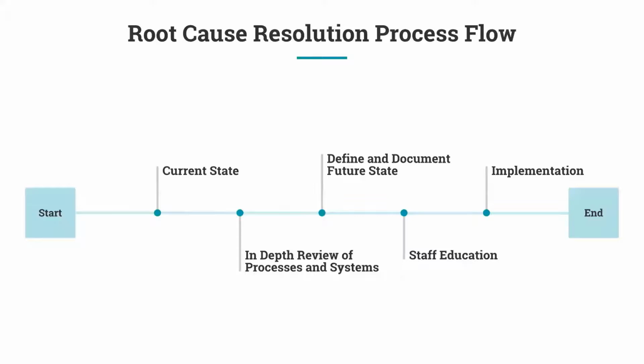All right, now that we've looked at our data and we've identified our initiatives, now it's time for our root cause resolution. So just for the overall process flow, and then we'll get into more detail, we're going to want to start with our current state. What are we doing? What's it like? What's going on? We want to take an in-depth look at our processes and our systems, and then we're going to use that information, data, to define and document our future state. Then we're going to work through the project, educate our staff, and then implement. And once we have our implementation, a line is drawn in the sand, and now we can compare where we are to where we were.